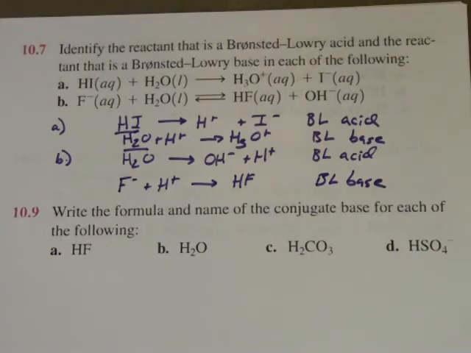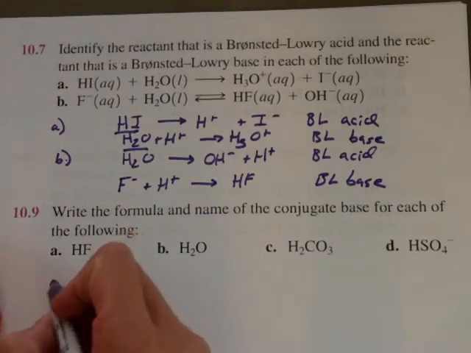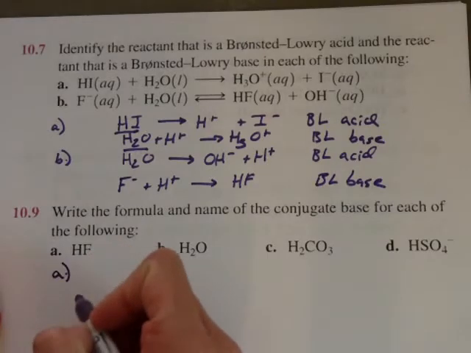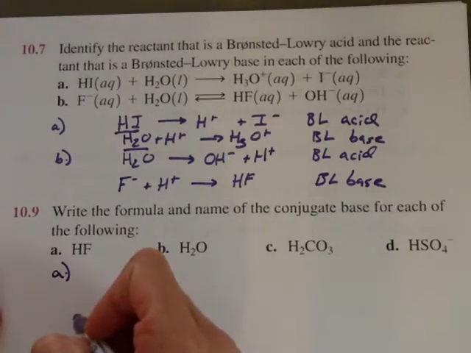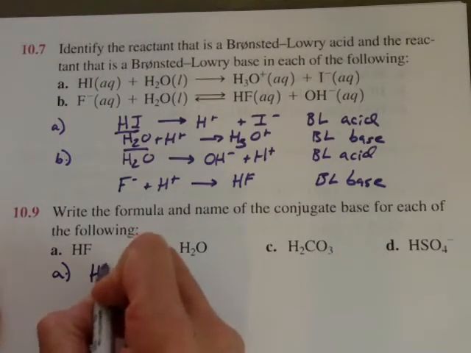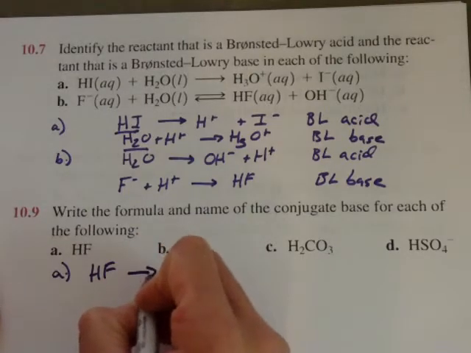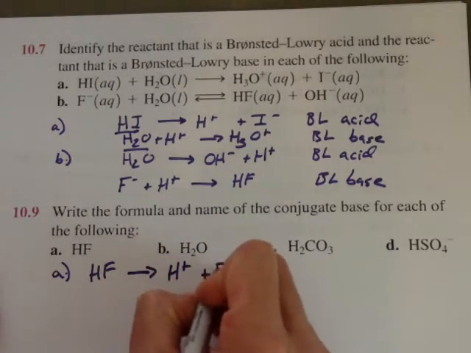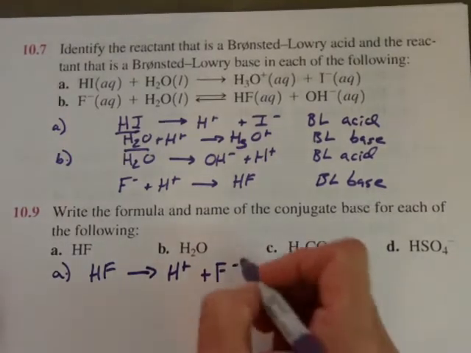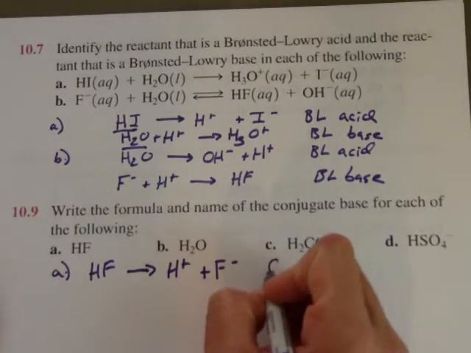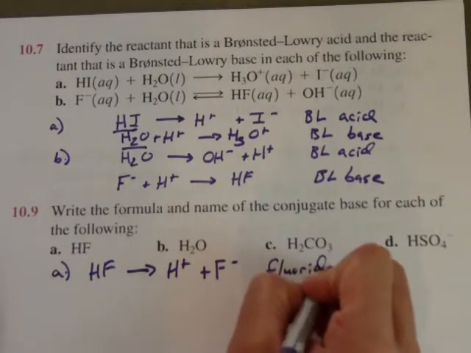In 10.9, we're being asked to write the formula and the name for the conjugate base of each of the following. We can look at A. A conjugate base is going to have one less acidic proton. So HF will lose an H plus and become F minus, or the fluoride ion. And so F minus is the fluoride ion.